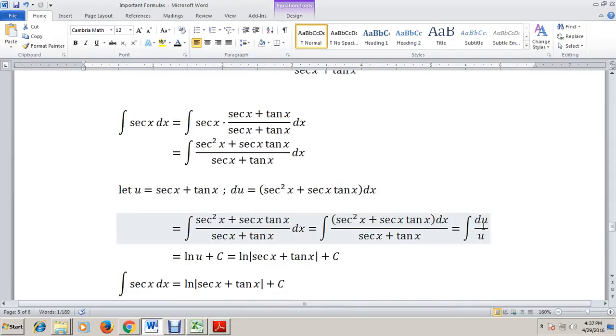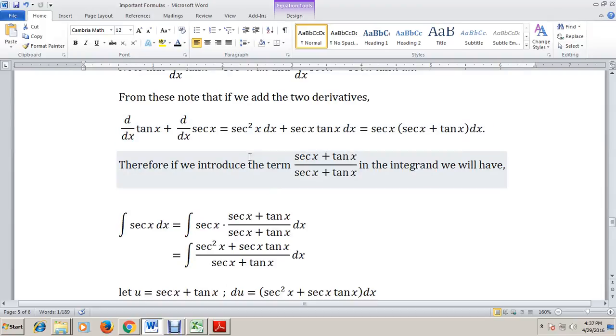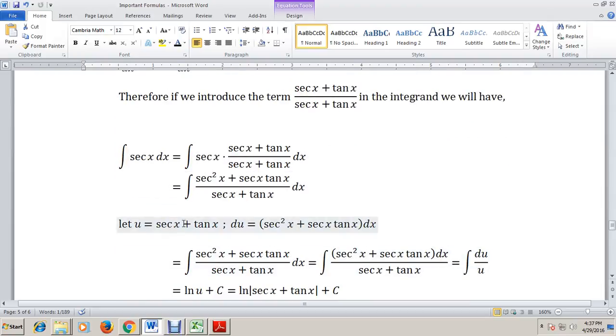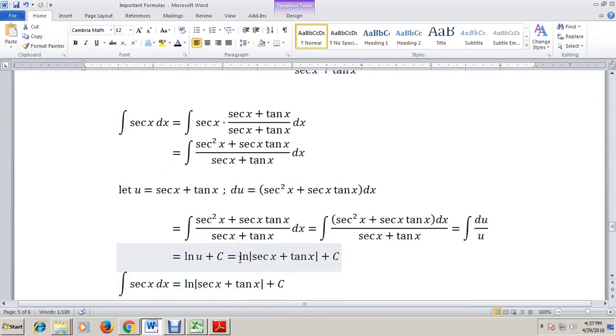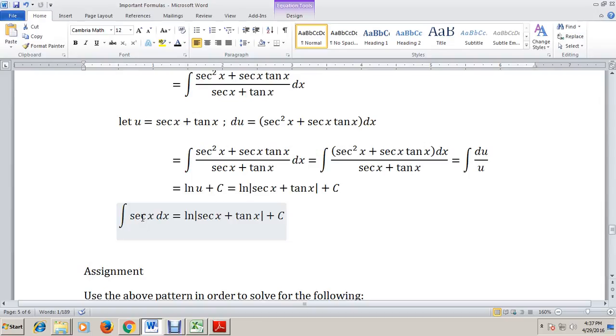Replacing that with du, our original form of the integrand becomes simply the integral of du over u, which is of course ln u plus c. Replacing u with the original representation, our u is equal to secant x plus tangent x. So therefore, we have ln of secant x plus tangent x plus c. That is the result for the integral of secant x dx.